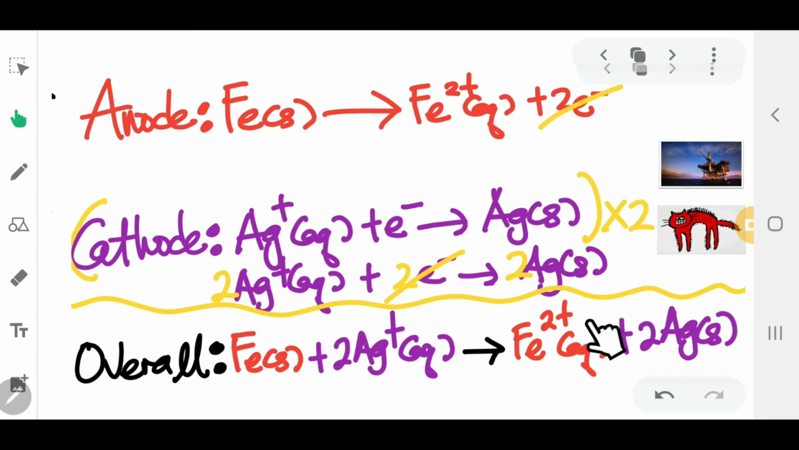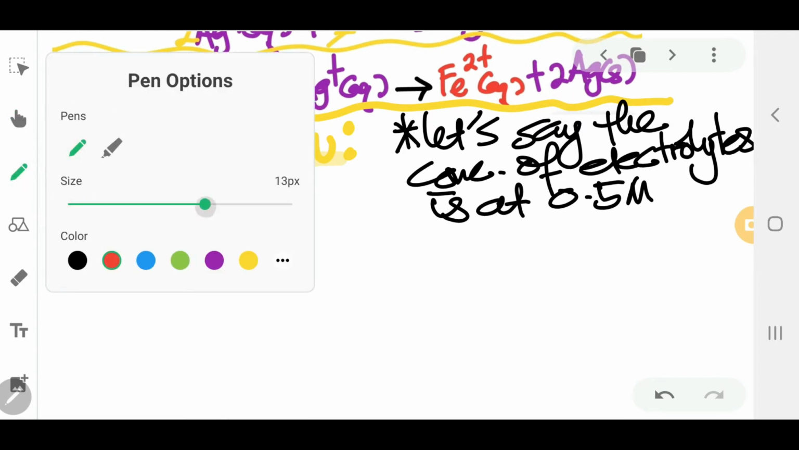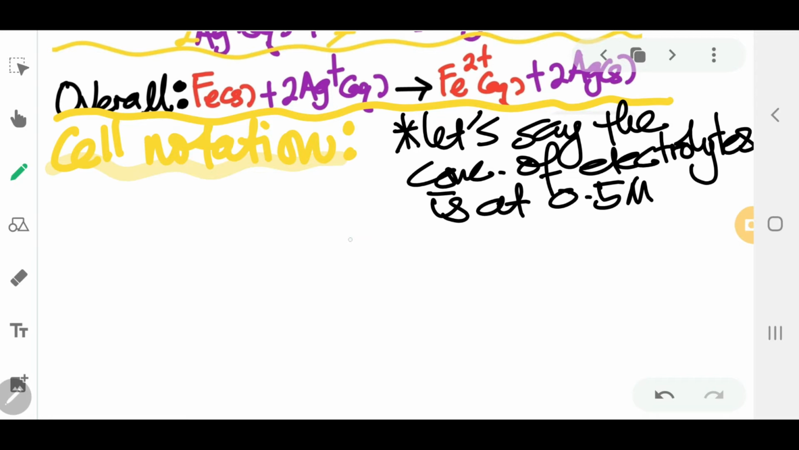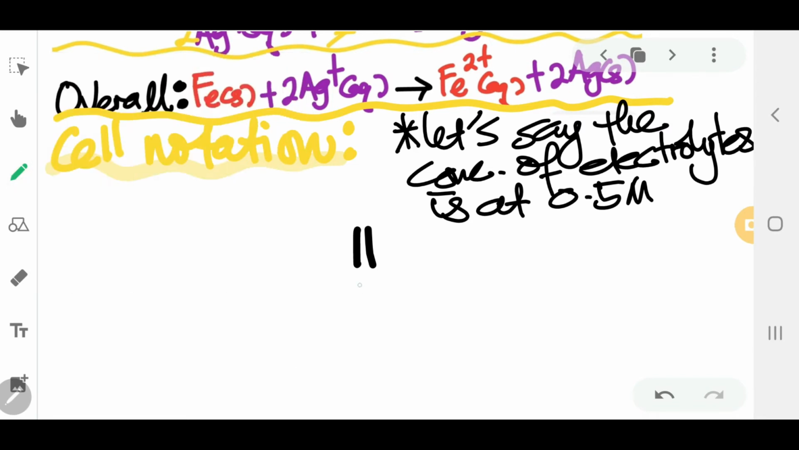There's a thing that I need to emphasize over here, and it's good for you to know. Let's say the concentration of the electrolytes is 0.5 molar, and you have the overall cell reaction above. What you're going to do is still, first, do the boundary. So we're going to do the salt bridge first. That is the salt bridge. Don't forget to label your salt bridge.